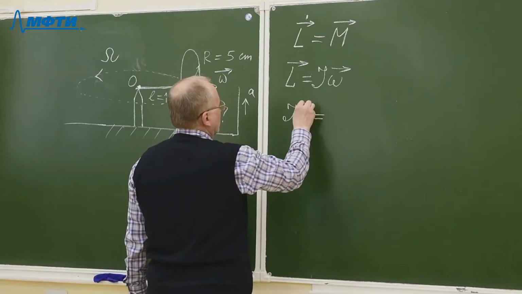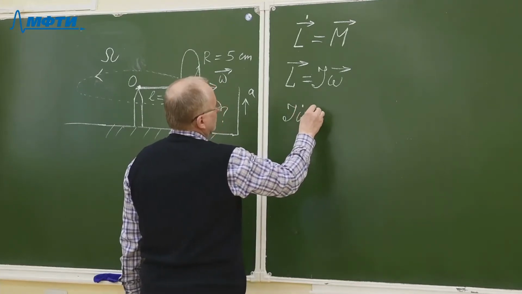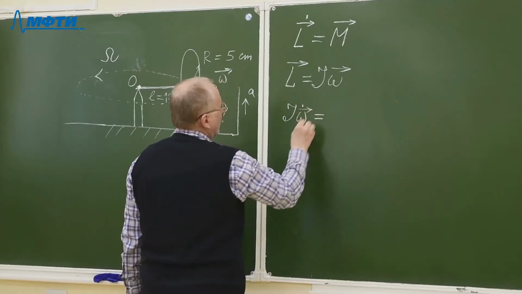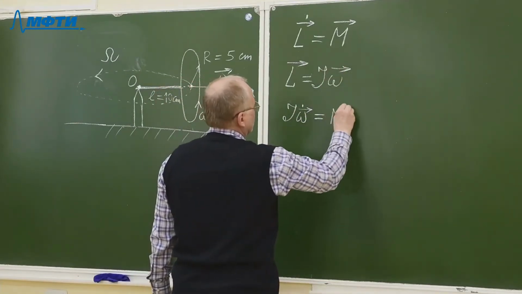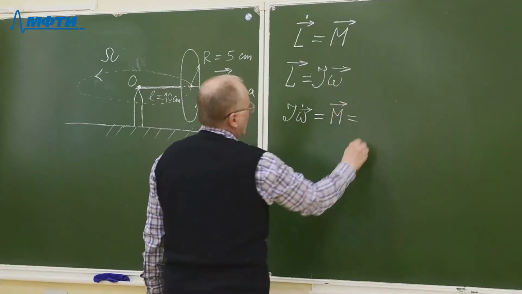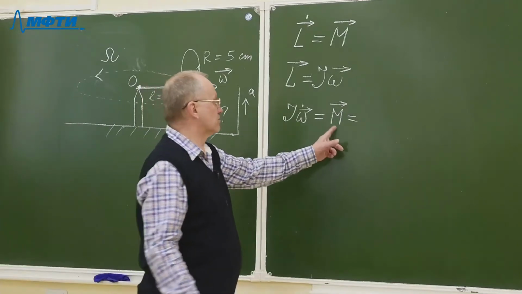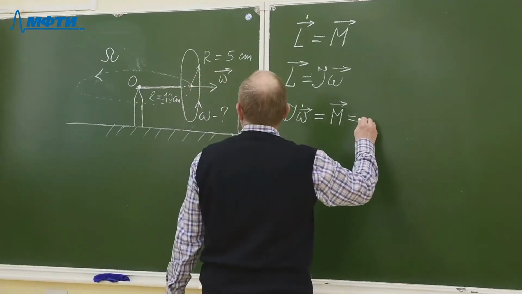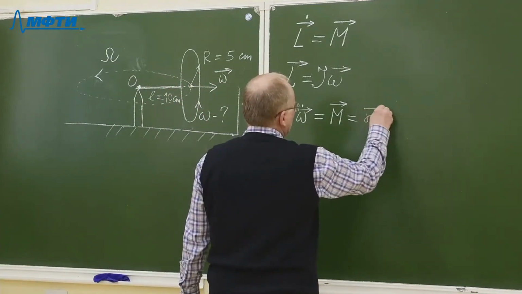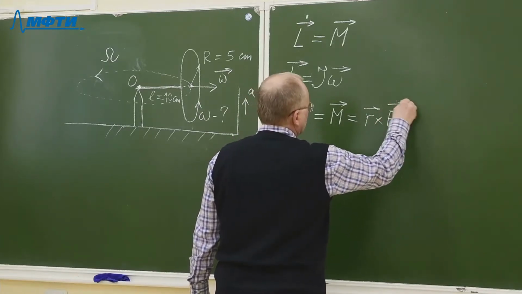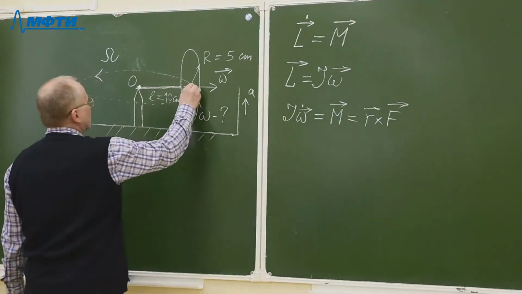And omega, that is certainly a vector, and that will be equal to the vector of external forces, which is by definition the torque of external forces. By definition, it is the vector product of r times external force. What external forces act on this disk?